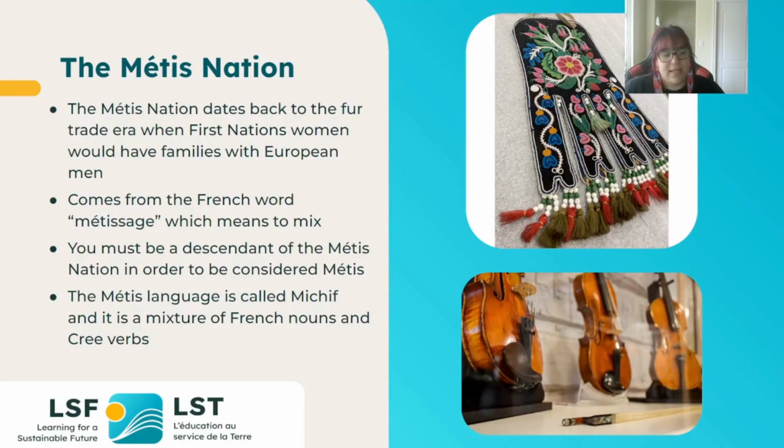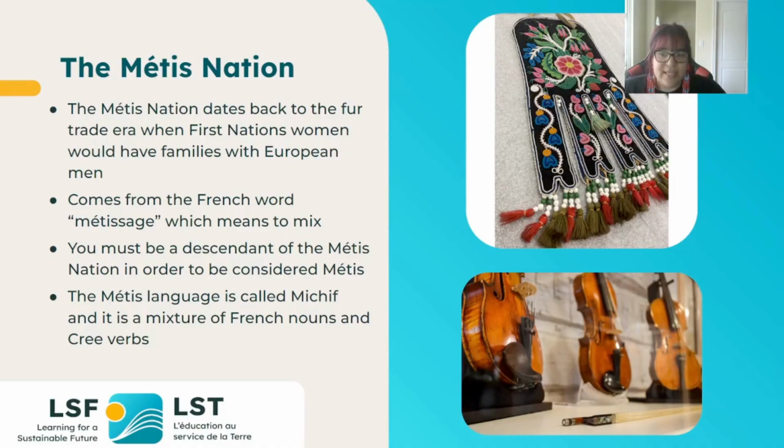For example, let's say today, some people get together and have a baby, and one of the parents is European and the other is First Nations. The child would not be Métis. They have to come from this lineage of Métis people during the fur trade era. They would just be First Nations, and then they would be European.